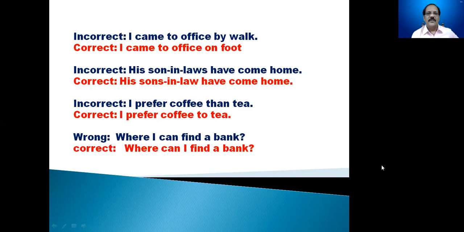So in all questions, the norm is you have to use the verb first, then later the subject. If this is the structure, then it is a question. Not just merely having a question mark at the end will make it a question. You have to check whether the verb has come before the subject or not. If the verb has come before the subject, then that is a question. So I have corrected it this way: where can I find a bank? So that is the right answer.